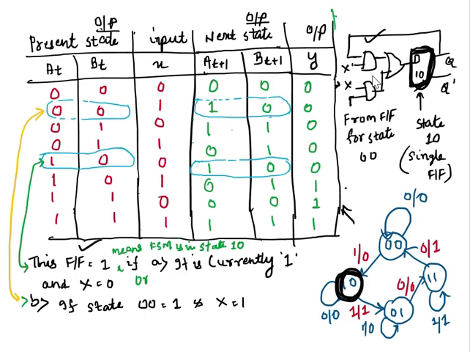When will it be in state 1 0? This is the circuit for this one. When will the FSM be in state 1 0? If it is currently 1, currently 1 means it is in state 1 0. So the present state is this one, 1 0. See, this is 1 0, right?